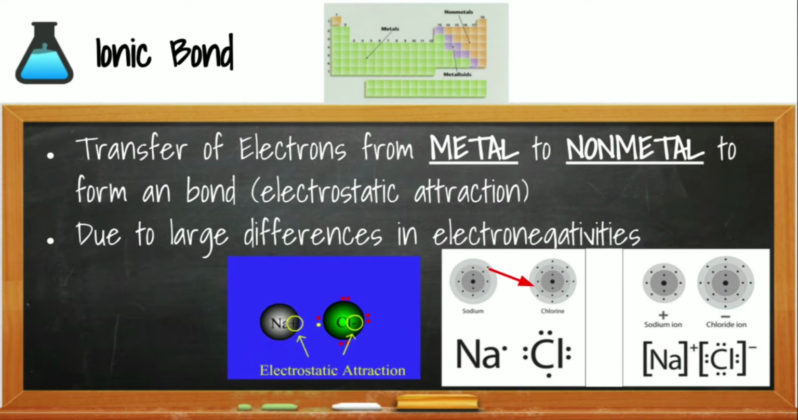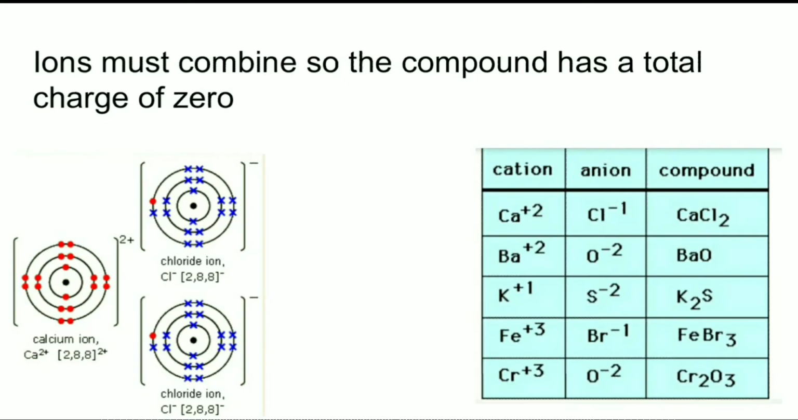Ionic bonds are formed when electrons are transferred from a metal to a nonmetal. This is due to the fact that there is a very large difference in electronegativity. Metals have low electronegativity, while nonmetals have very high electronegativity.